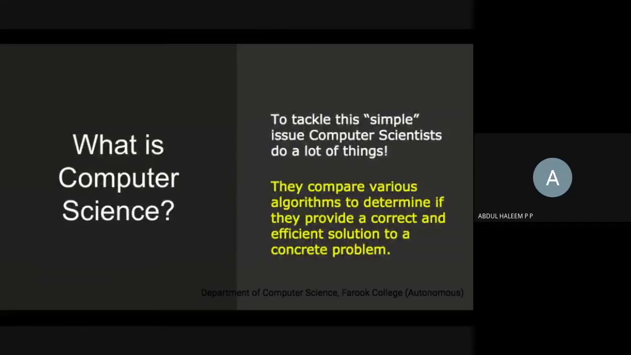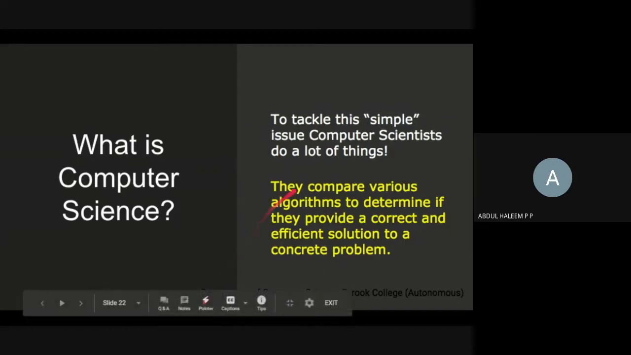See here, what is computer science? We continue our discussion on this definition, and we have found that computer science is a science of abstraction in which two things will be done. One is problem representation, and the other one is development of algorithms. Now, to tackle this simple solution, what is meant by simple issue? Simple issue is developing solutions that are correct and efficient.